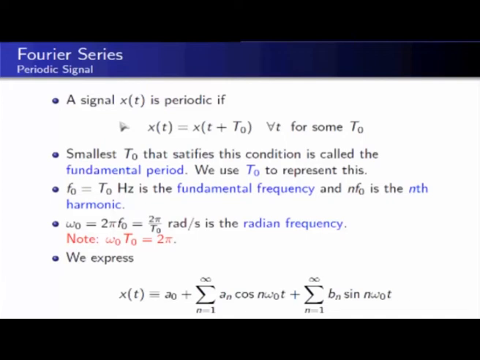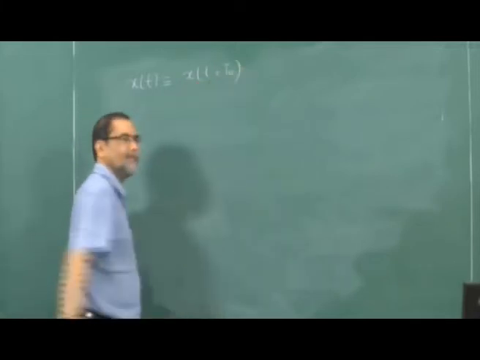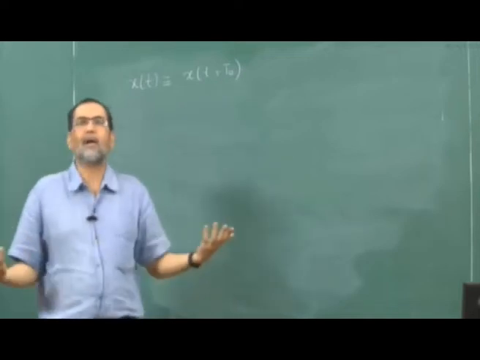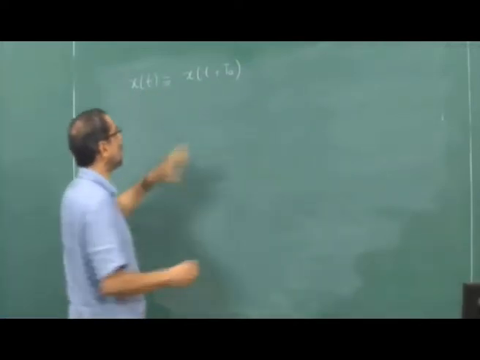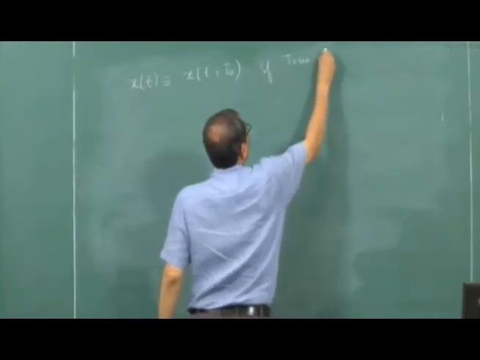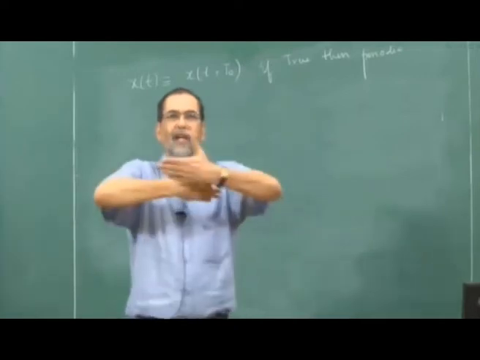Let us start with the definition of a periodic signal. A periodic signal is defined as follows: if x of t is indistinguishable from its delayed version for a fixed value of delay, such as capital T naught, that is, x of t and x of t plus T naught are identical, then the function is periodic. I can't make out x of t when I delay it.